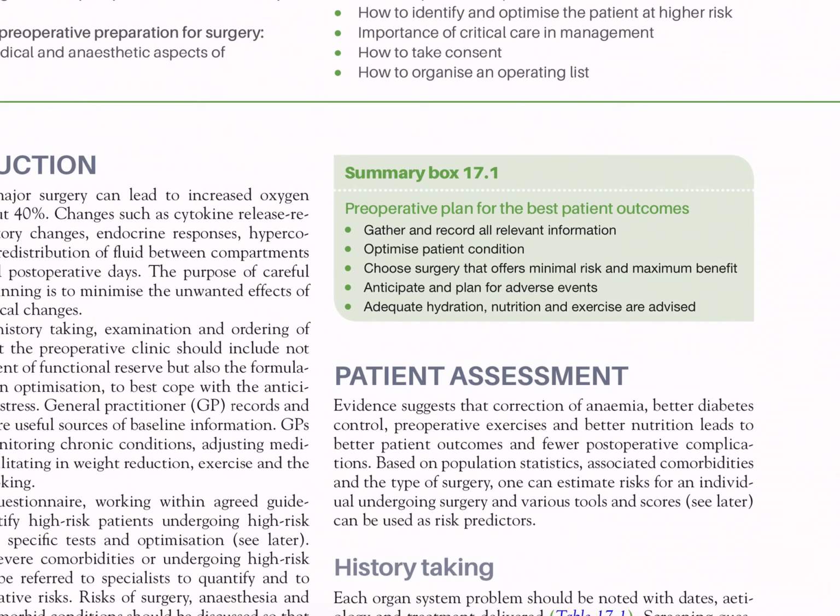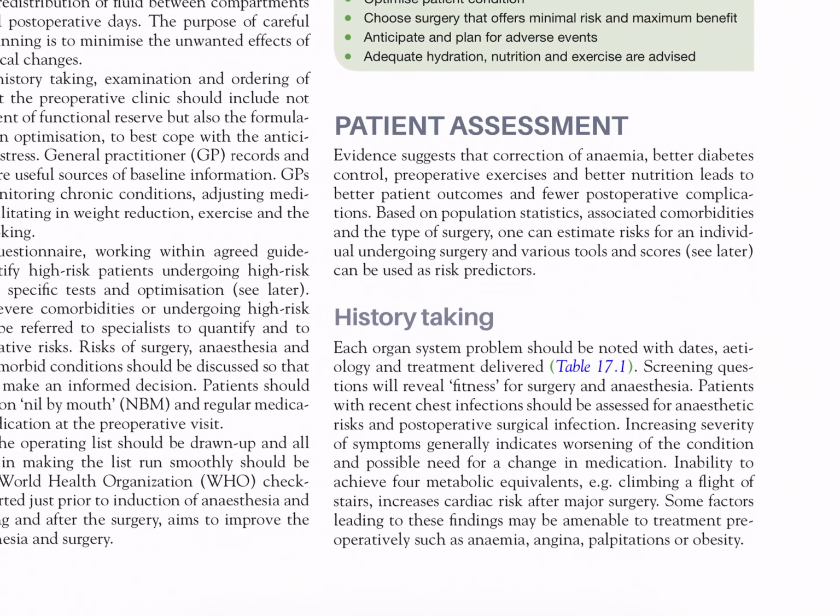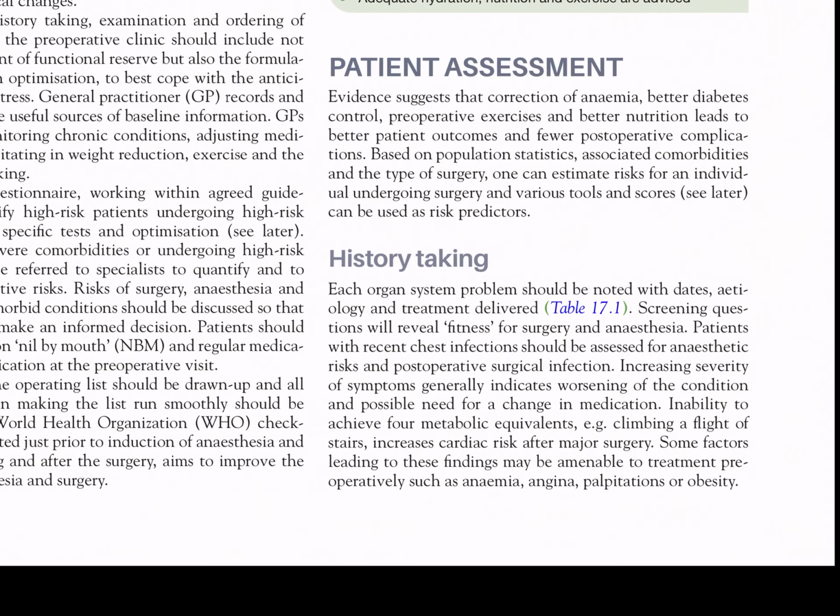Adequate hydration, nutrition, and exercise are advised. Patient assessment. Evidence suggests that correction of anemia, better diabetes control, preoperative exercises, and better nutrition lead to better patient outcomes and fewer post-operative complications. Based on population statistics, associated comorbidities, and the type of surgery, one can estimate risks for an individual undergoing surgery, and various tools and scores can be used as risk predictors.